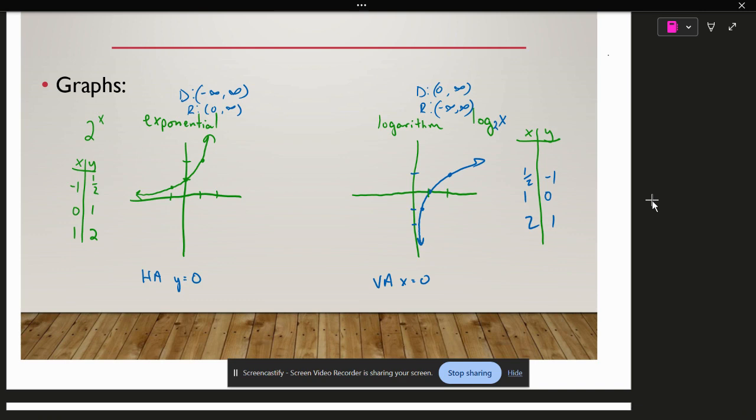Now, this is a very basic, very generic graph. On the exponential side, you see 2 to the x. On the logarithm side, you see the inverse, if I transported that into an exponential, of log base 2 of x. So take that for what it's worth, but that's mainly what you're going to see with the graphing part.